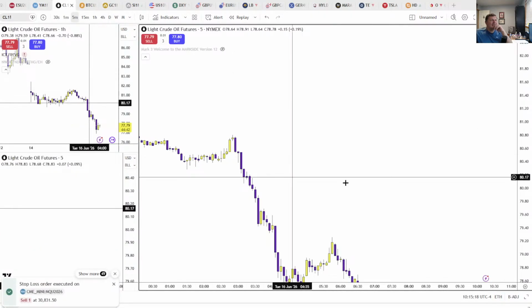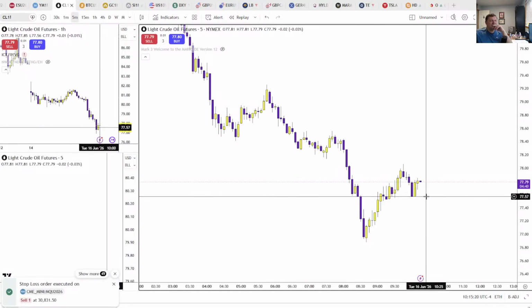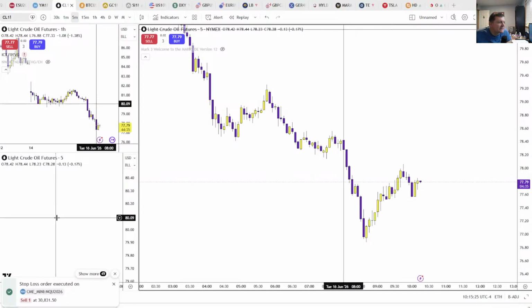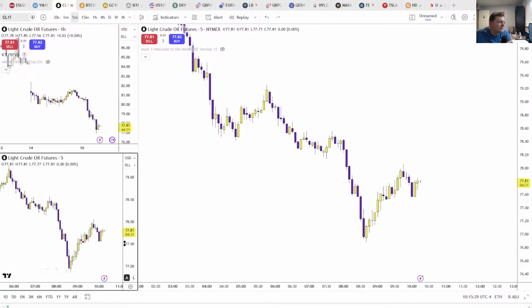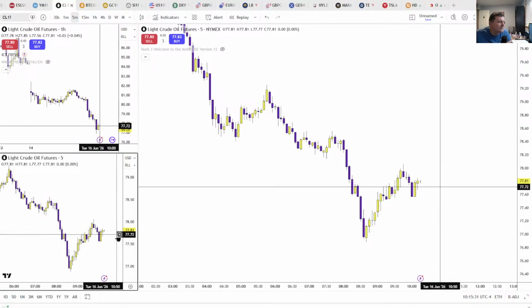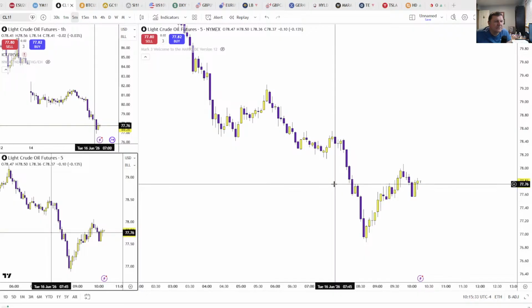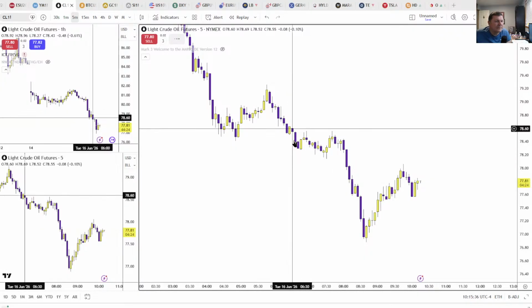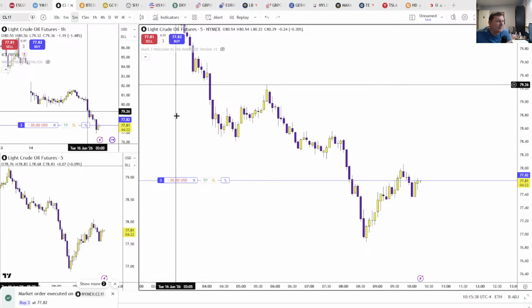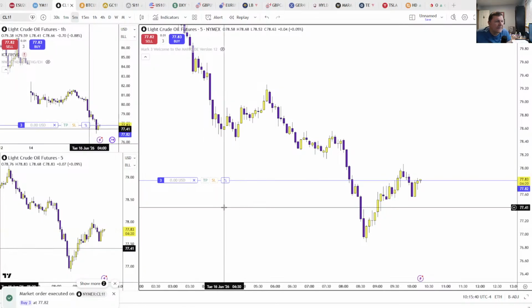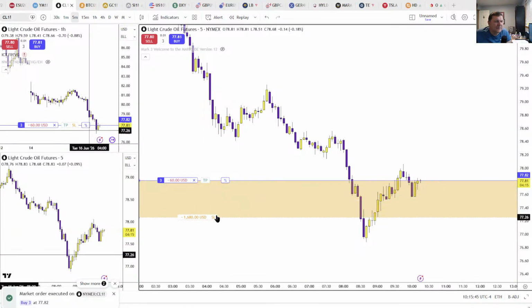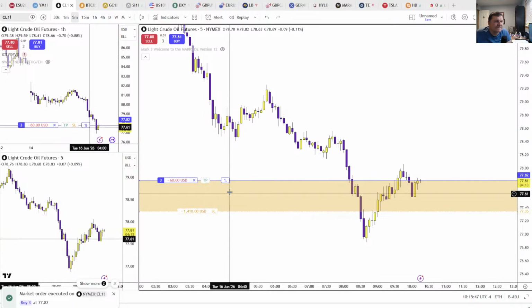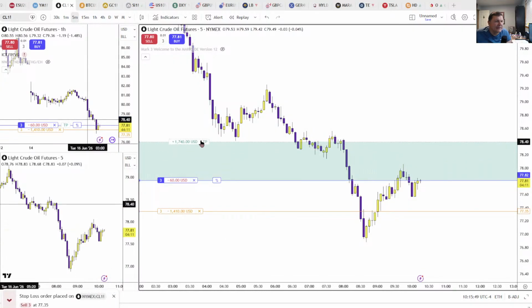There's nothing clean in here anywhere right now. Except this looks good. That looks like a maybe just below here. I'd like to see that get up into here.